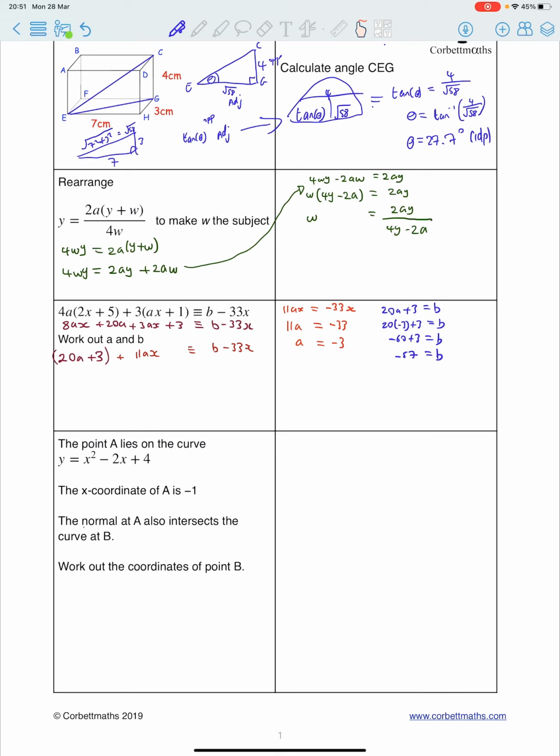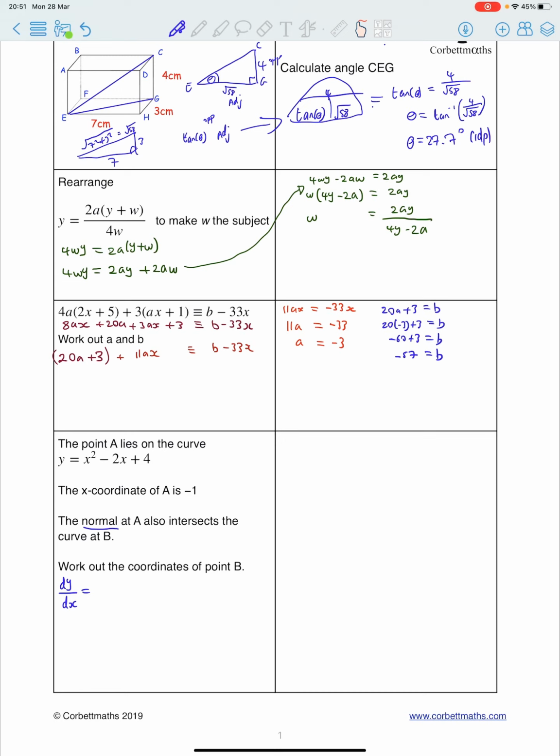So we're seeing this word normal, which implies we need to differentiate. We need to differentiate, so work out dy dx. Then we need to find out the gradient of that normal, and then we use y equals mx plus c. Let's go through the steps. So firstly, we have dy dx.